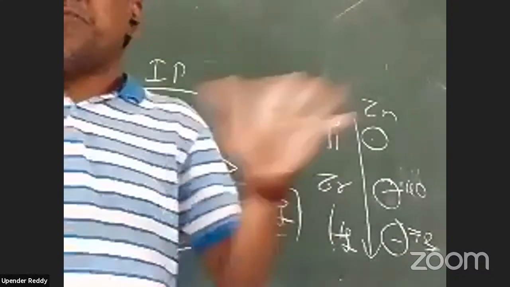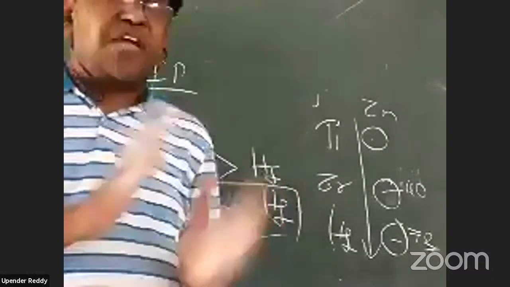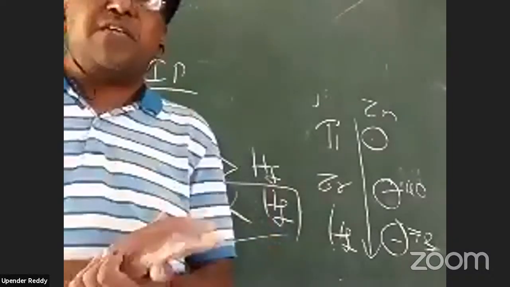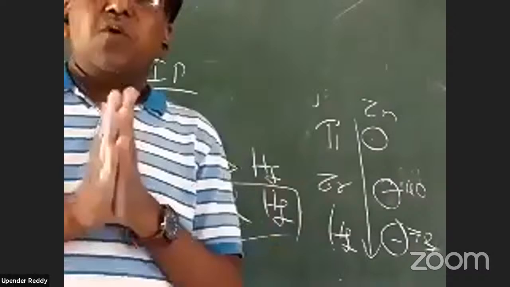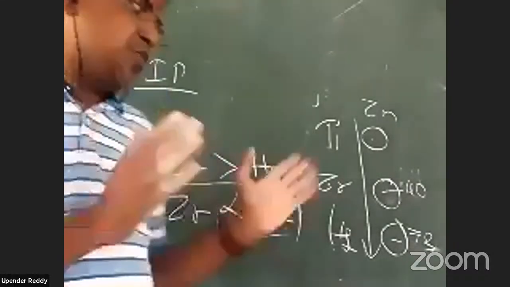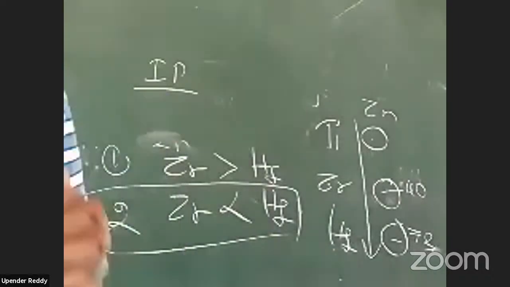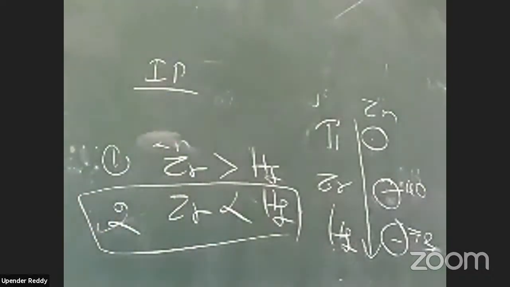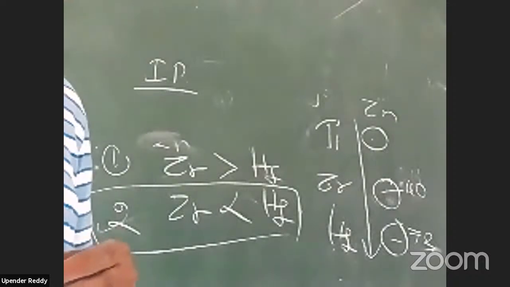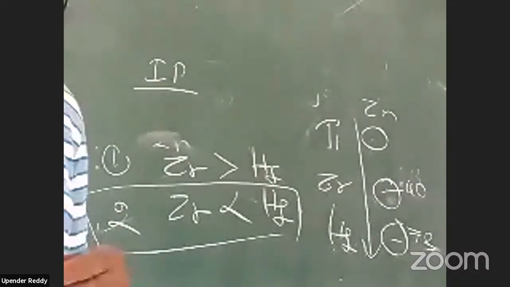Left to right, what happens? Top to bottom, what happens? Why is the size the same? Why is it more? Why is it less? What are the reasons? All the reasons you have to keep in mind. It is very easy to answer in the examination. So any doubts you can ask now. Before concluding the class, if you have any doubts, you can ask.